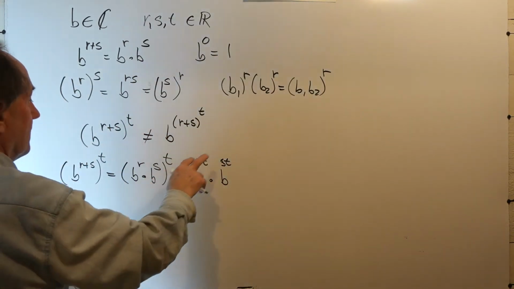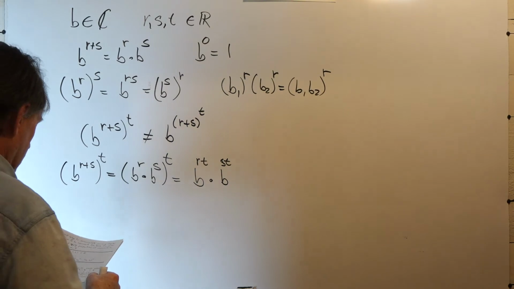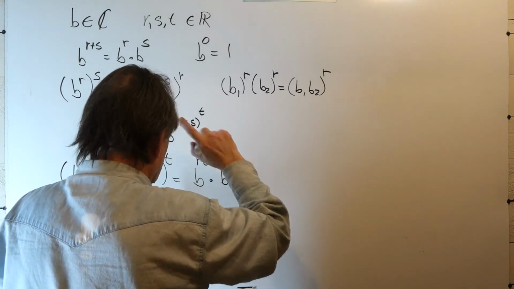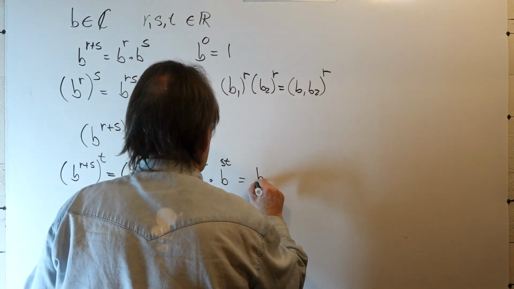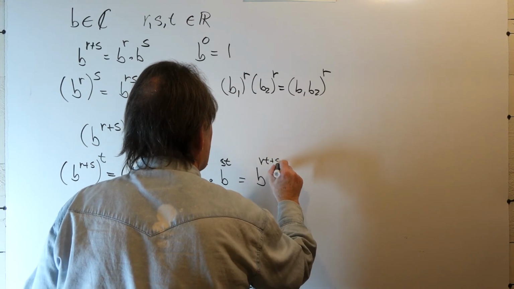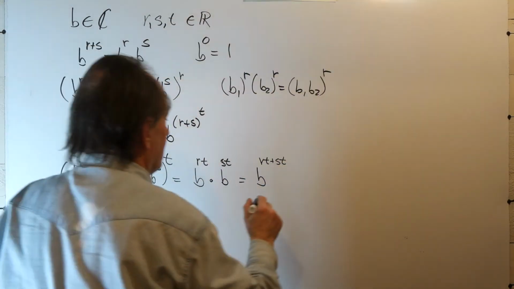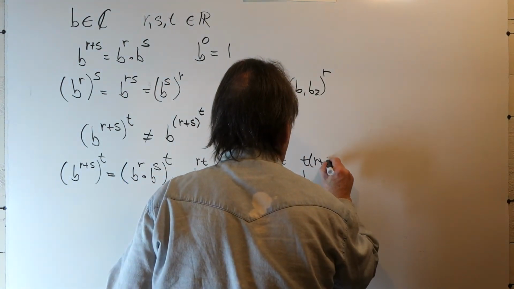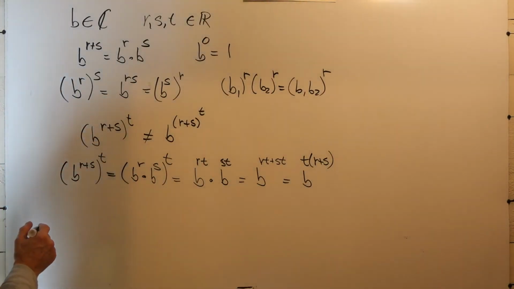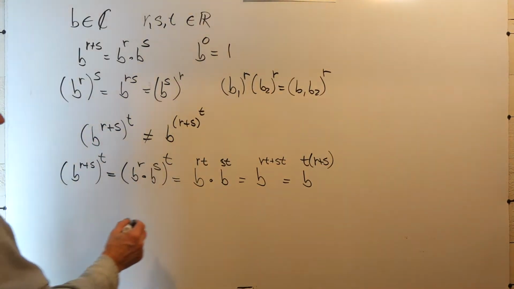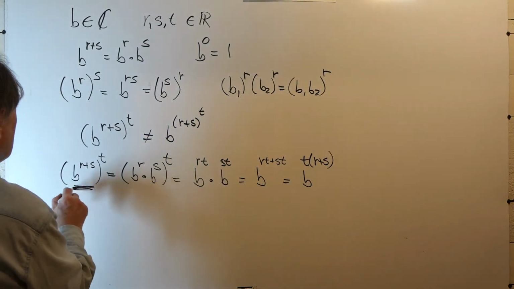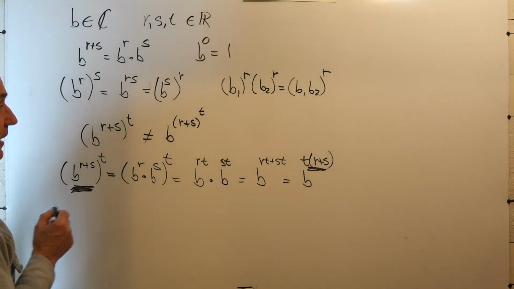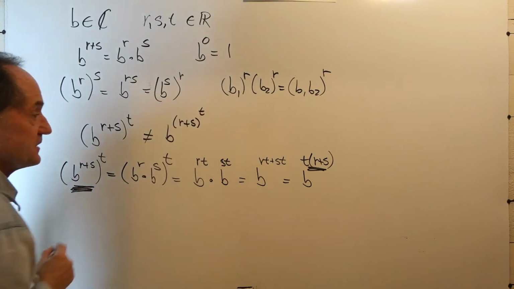We're using both this property and this property. Then this becomes, combining b to the rt plus st using this property. And then I'm going to factor out a t, so this becomes t to the r plus s. So we can see that the expansion of this is t to the exponent becomes t to the r plus s, not r plus s raised to the t power.